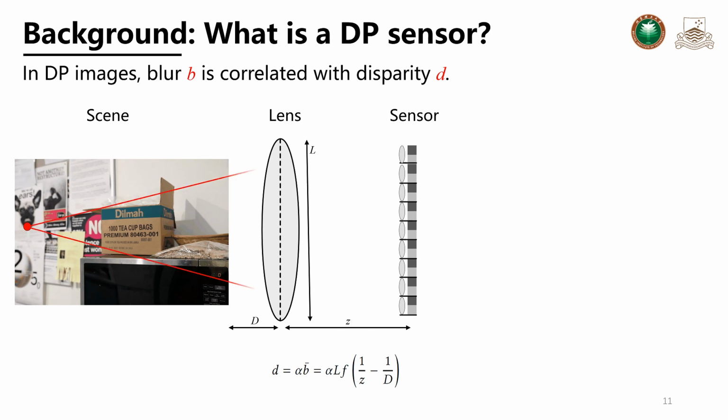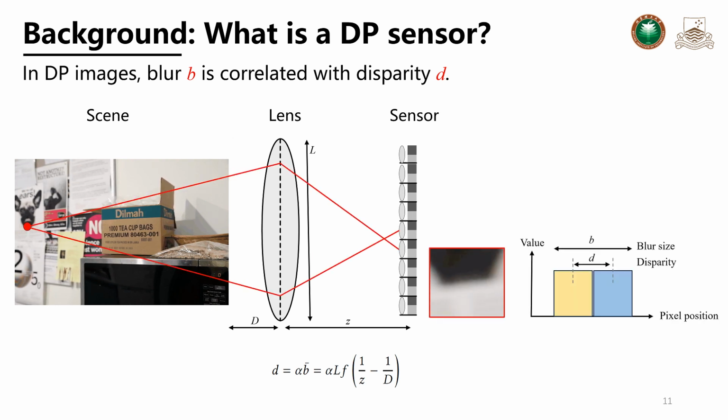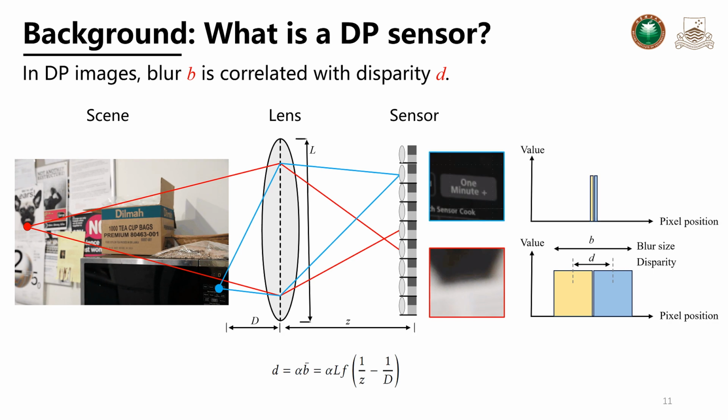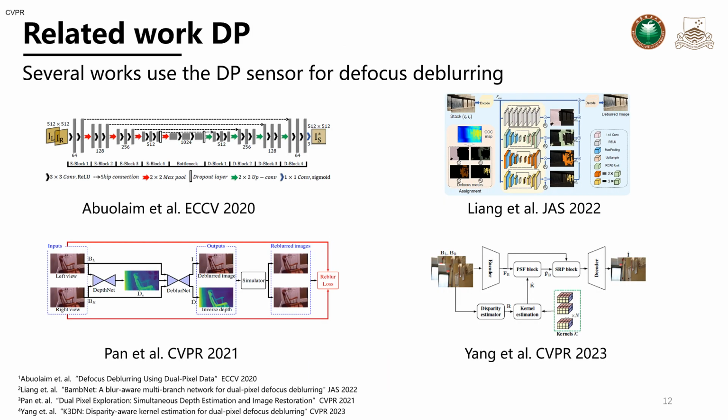For blurred areas, the left and right views have a small disparity. For clear areas, there is no disparity between the left and right views. There have been several efforts to use DP sensors to facilitate defocus deblurring, which have proven to be effective.